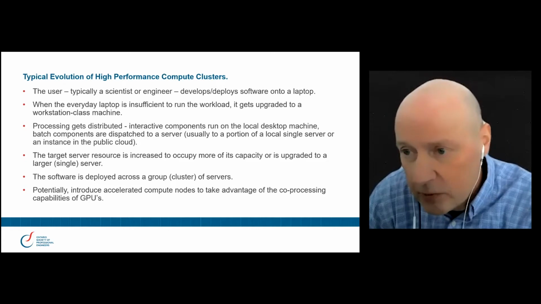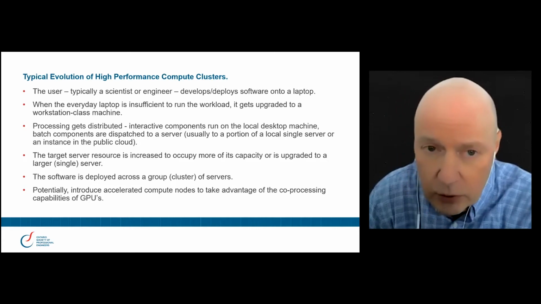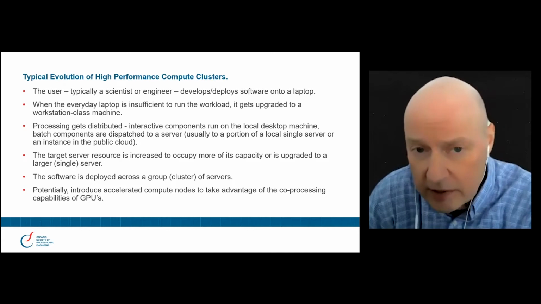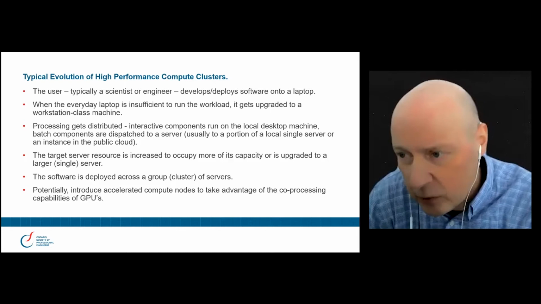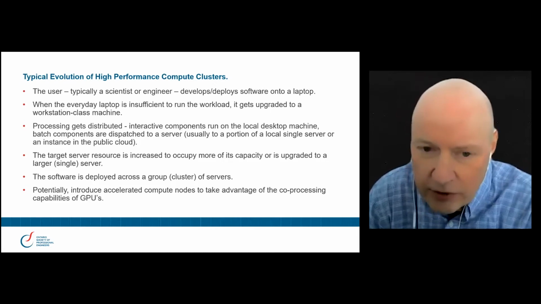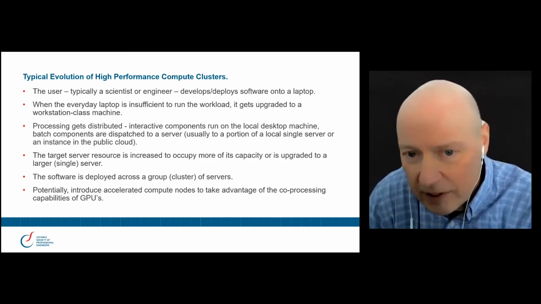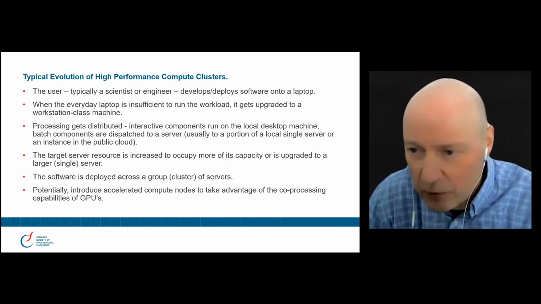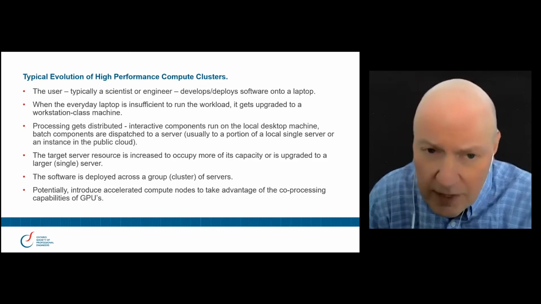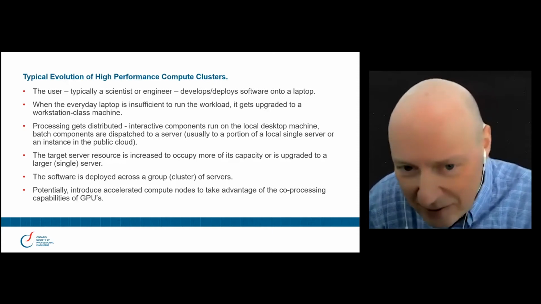Now, sometimes what happens is when those models get large or when the business task gets super critical, that everyday laptop is not good enough to run the workload. And so that user goes out and gets himself a better machine, typically what we call in the computer business a workstation class machine. And they run that on their desktop and they're happy running their workload because it's an improvement over their laptop. However, if that thing runs out of gas, where do you go from there?